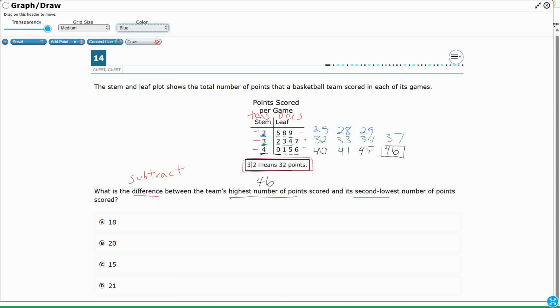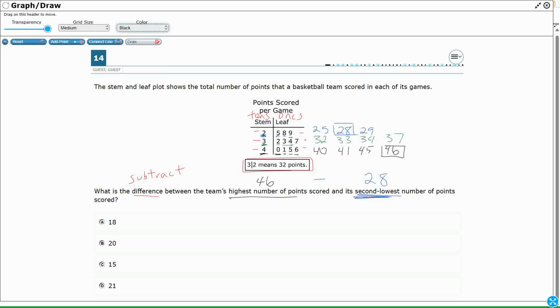So we need the second lowest number of points. That's not really a trick, but we do need to be careful. Our lowest number of points is that 25 right there. So our second lowest is going to be that 28 right there. So those are our two numbers. We've got 46, we've got 28.